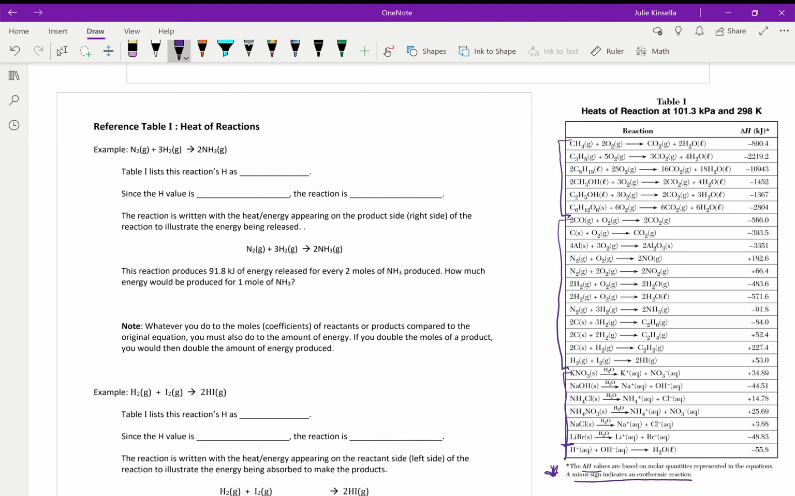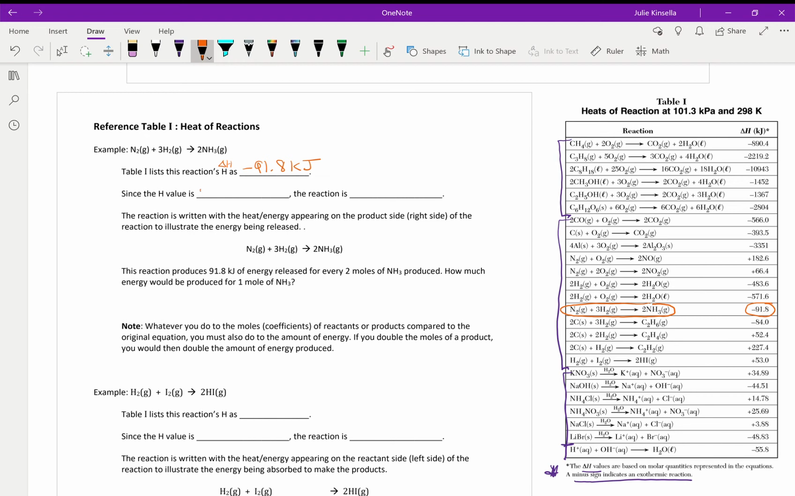All right, so let's just go through a few examples here. Here we have our first equation, and it wants us to know what the delta H is. So the reaction, which really this should say delta H here. So Table I, we're going to find that equation. This is a synthesis reaction, so that kind of helps me look in that middle segment. And then I'm going to find it right here in the middle. And that tells me what my delta H is. So my delta H for this reaction is negative 91.8 kilojoules.